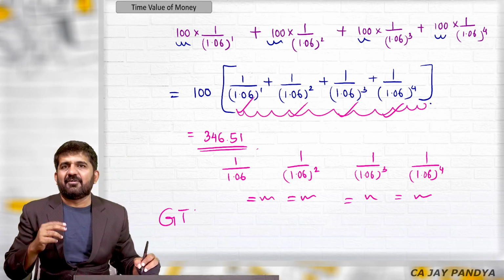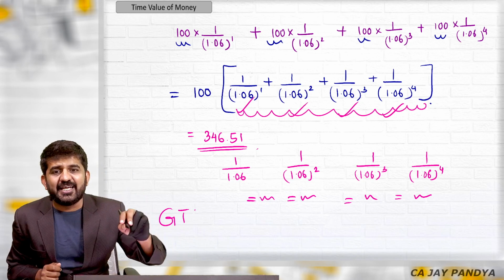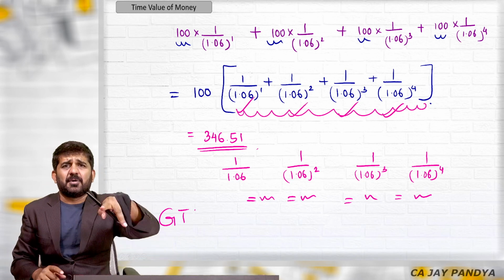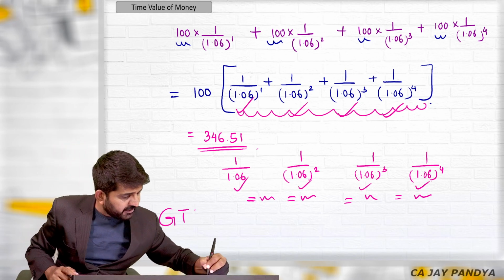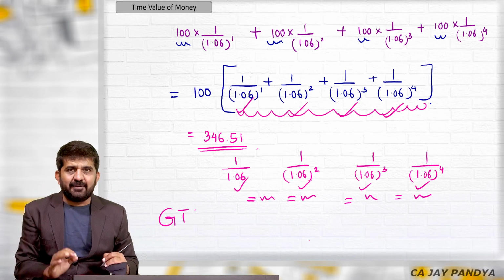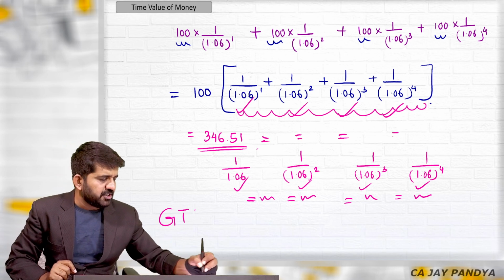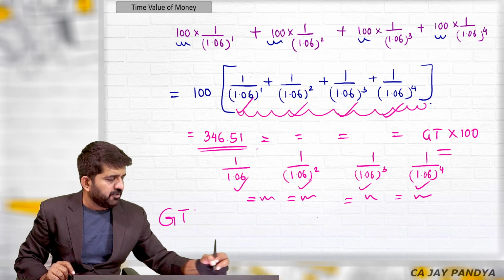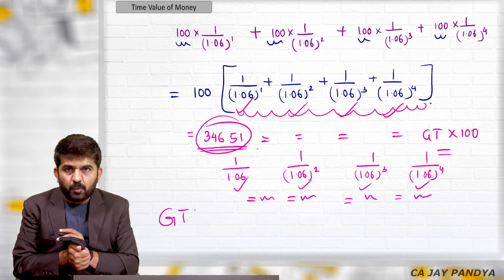1 divided by 1.06 is equal to. If you press GT multiplied by 100, you will be getting the answer. No need to press is equal to M plus, because all the figures after is equal to is already added in GT. Last time, 1 divided by 1.06 is equal to, GT multiplied by 100, which was taken as common. Your answer will be 346.51.